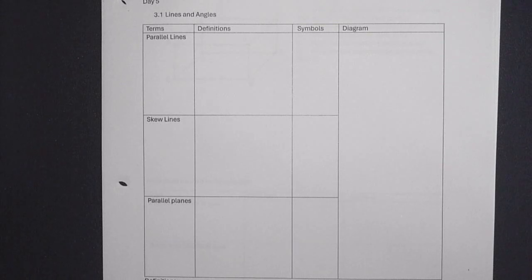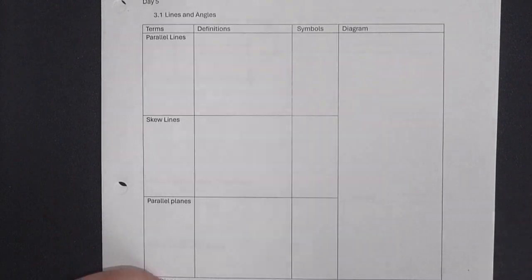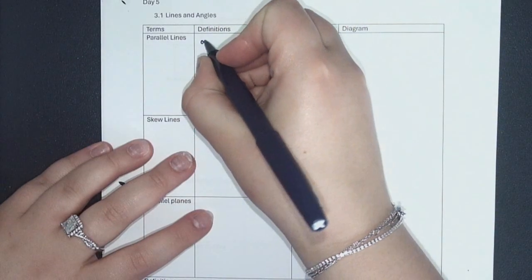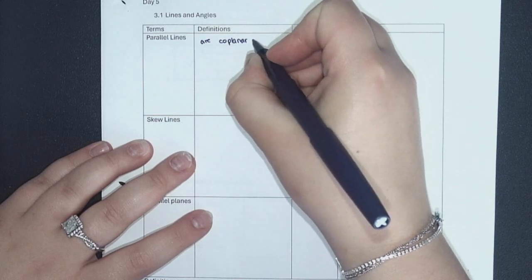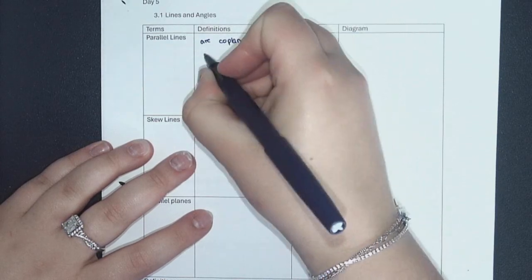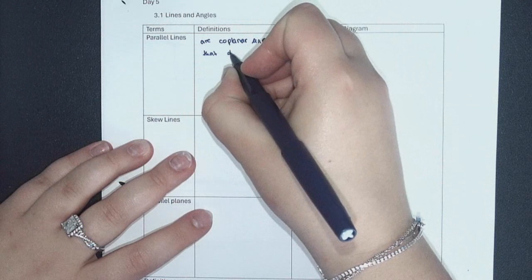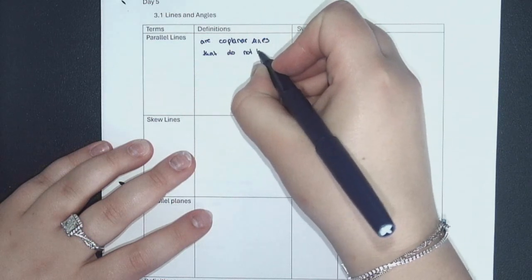This video is all about lines and angles. So our first set of lines are parallel lines. We're going to write down the definition and a symbol. So parallel lines are coplanar lines that do not intersect.